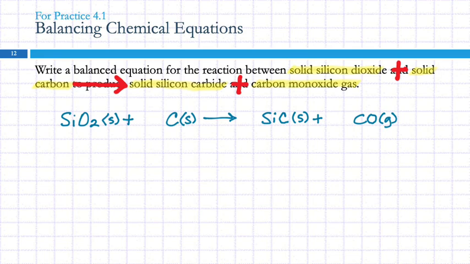Monoxide or monoxide? Yes. You can pronounce it monoxide or monoxide. Tomato, tomato.